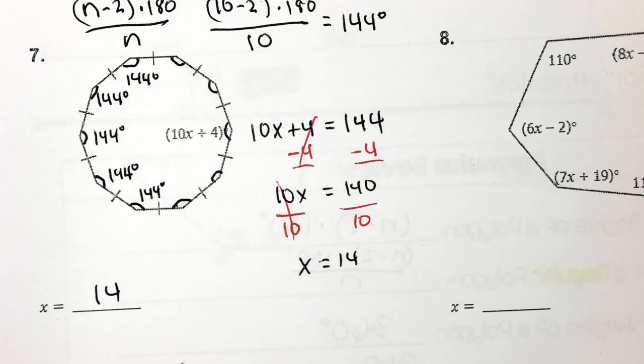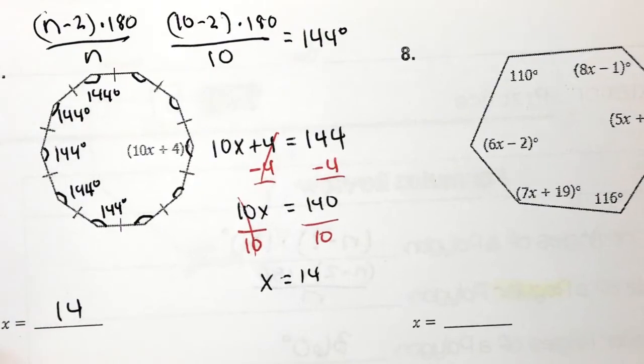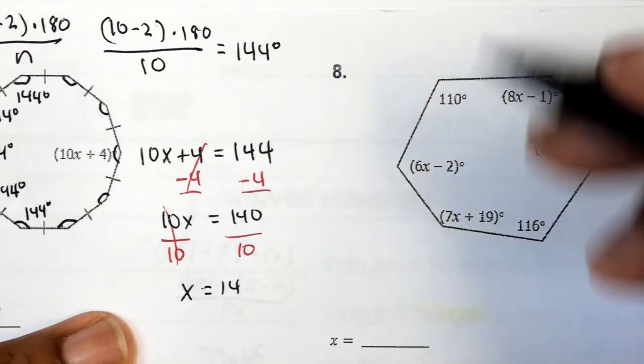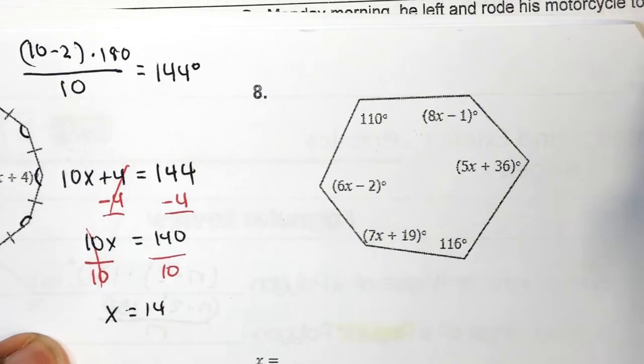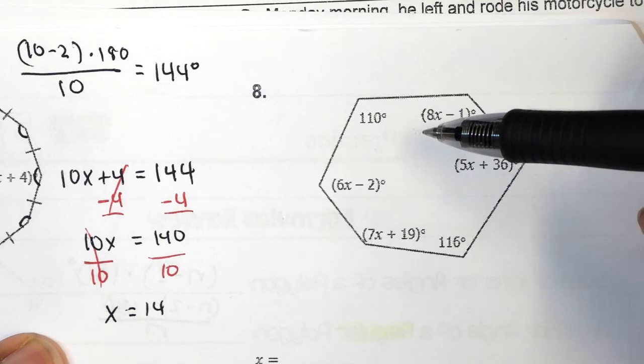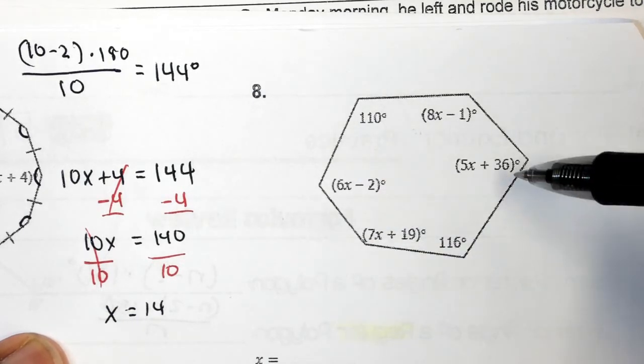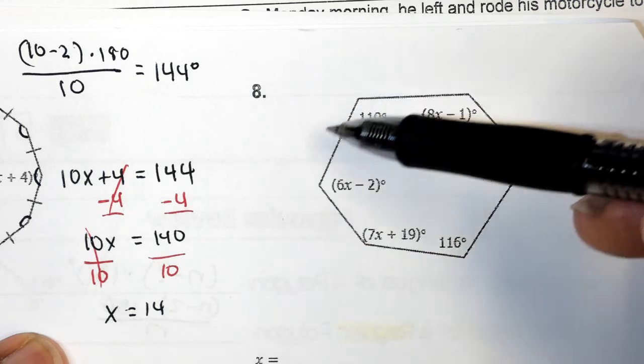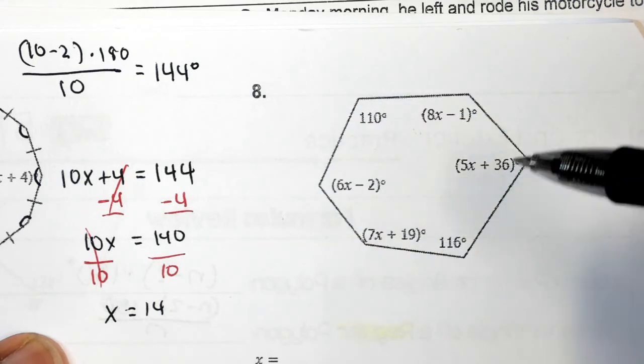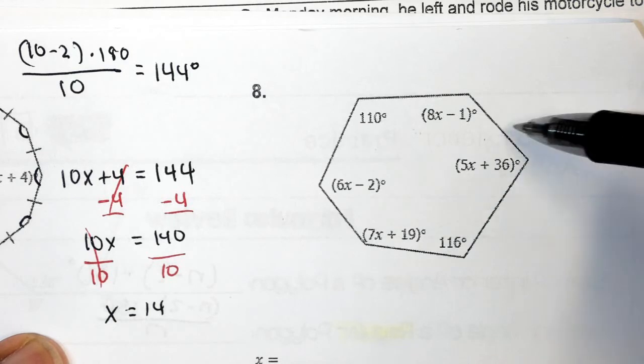I'm not going to solve it anymore, but I do want to mention 2 more with you. Number 8. On this one, looking at it, you got numbers and expressions inside. They want you to solve for x. Obviously, you need to write an equation. You just need to make sure you set your equation equal to the right thing.